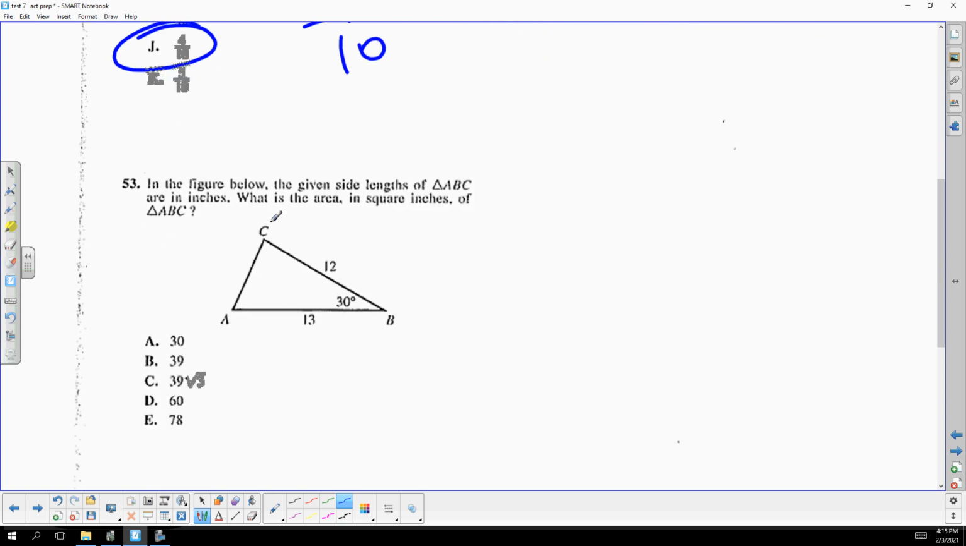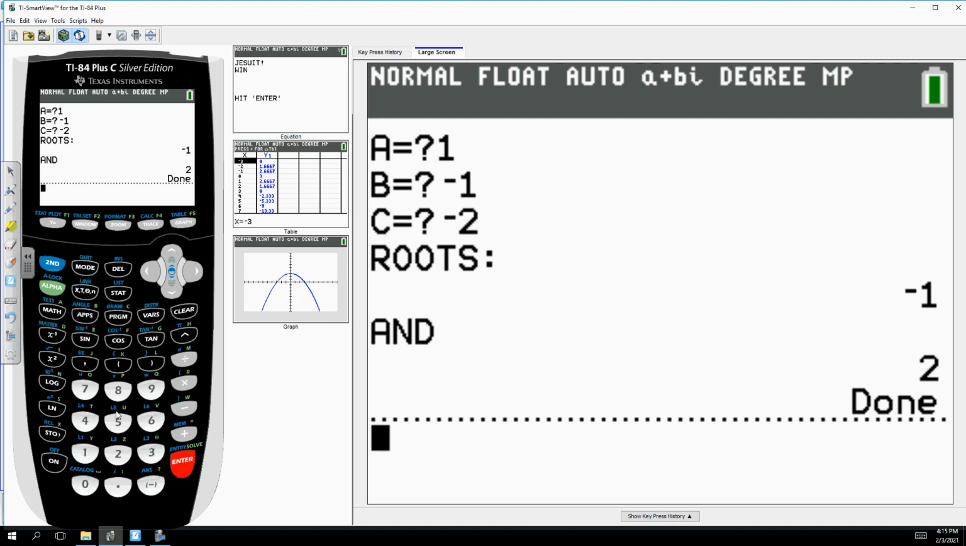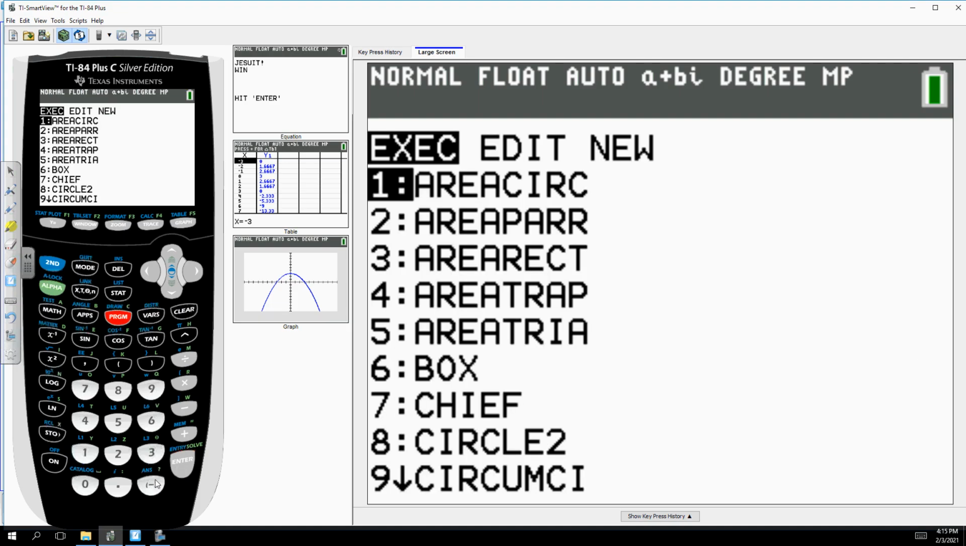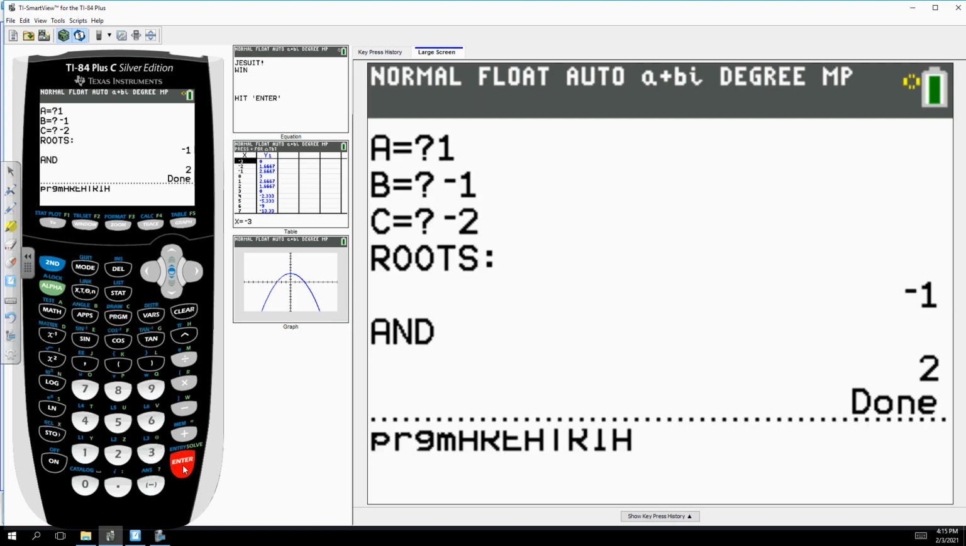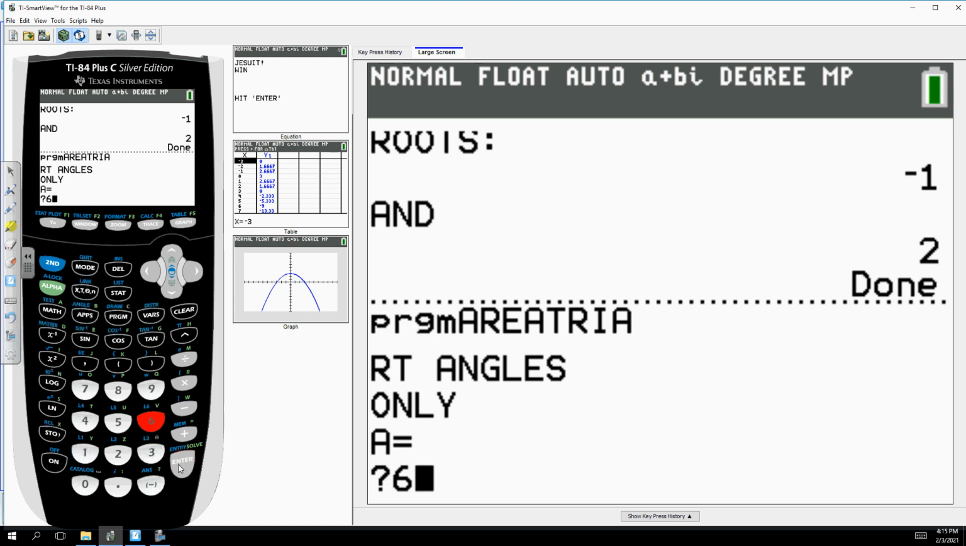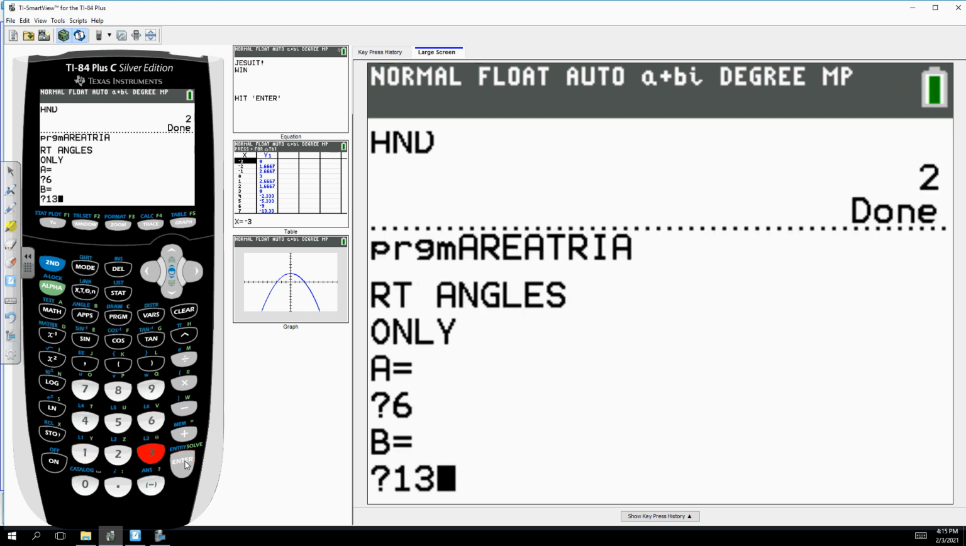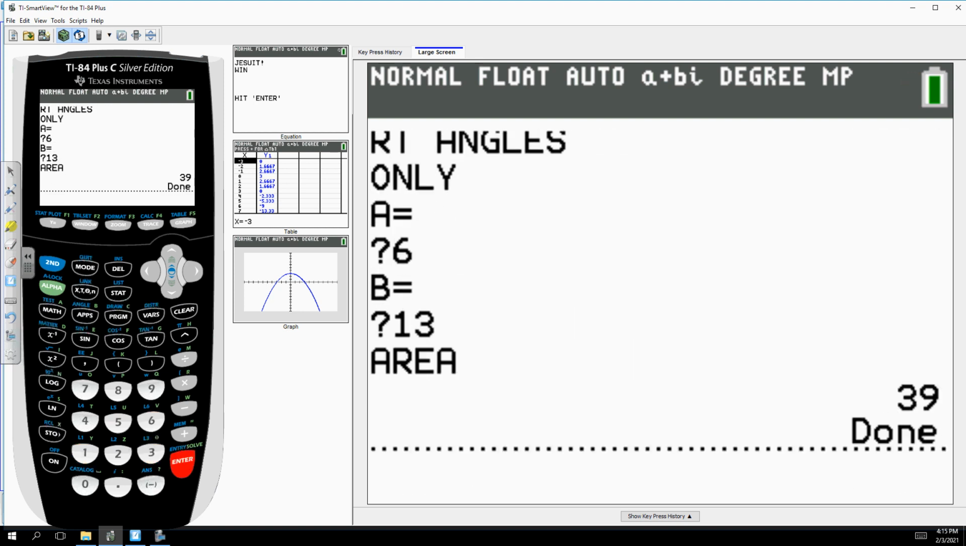Drop the altitude for area. Boom. We got a right triangle. 30, 60, 90. How long is the 30? Half the hypotenuse, it's 6. Bada bing, area of triangle program with 6 and 13 listed. Squat, 39.